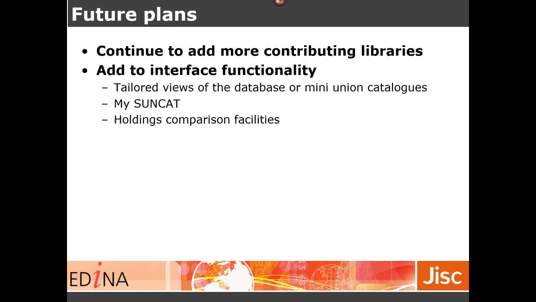But the final thing I wanted to highlight today is a development we're currently testing out with a few libraries, which is for a serials holdings comparison facility. I've already mentioned that you can use the SUNCAT web interface to compare your holdings against the 100 or so libraries on SUNCAT. However, you can really only do this on a title by title basis, so that's fine if you've just got a few titles. Not so convenient if you've got a large list of titles you want to compare against.